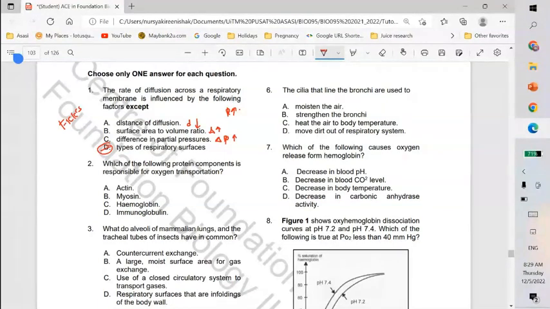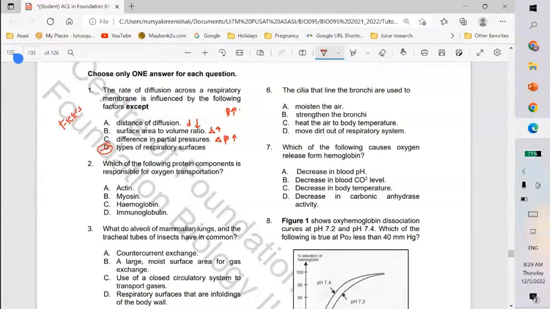So for the difference in partial pressure, for example, between the atmosphere and inside the lung, the atmosphere is 159, which we looked at yesterday, compared to the lung, which is 105. So there's a difference in partial pressure, so the air from outside can enter into the lung. The same goes for the partial pressure in the lung, which is 105, versus the blood capillaries surrounding the alveolus.